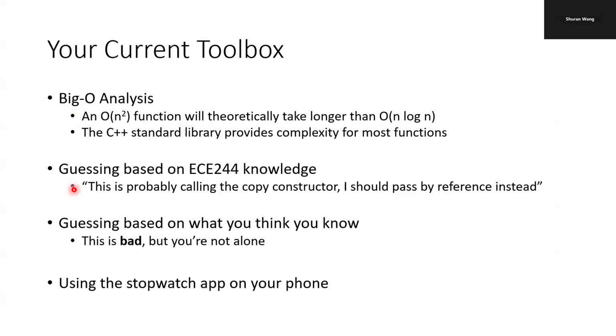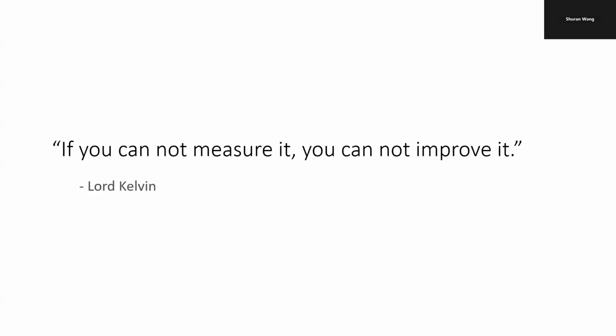You can guess based on ECE294 knowledge, like calling the copy constructor is slower than just passing by reference. Guessing based on what you think you know is very bad, but it's not avoidable. Everyone will do this at some moment. Or you can use a stopwatch app on your phone. These are really not enough. You have to be able to measure exactly where time goes in each of the program components.